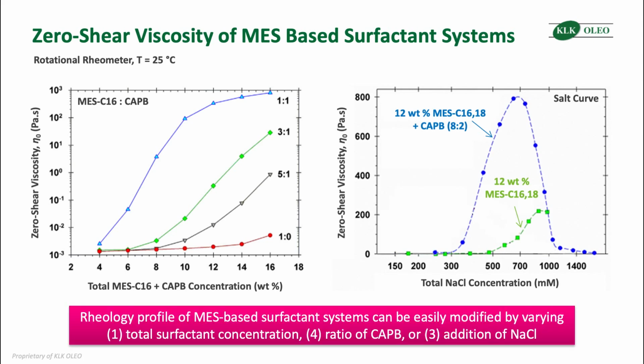To summarize the second part of our presentation, the rheology profile of MES-based surfactant systems can be easily modified by varying the total surfactant concentration, ratio of Cat B, or addition of sodium chloride.